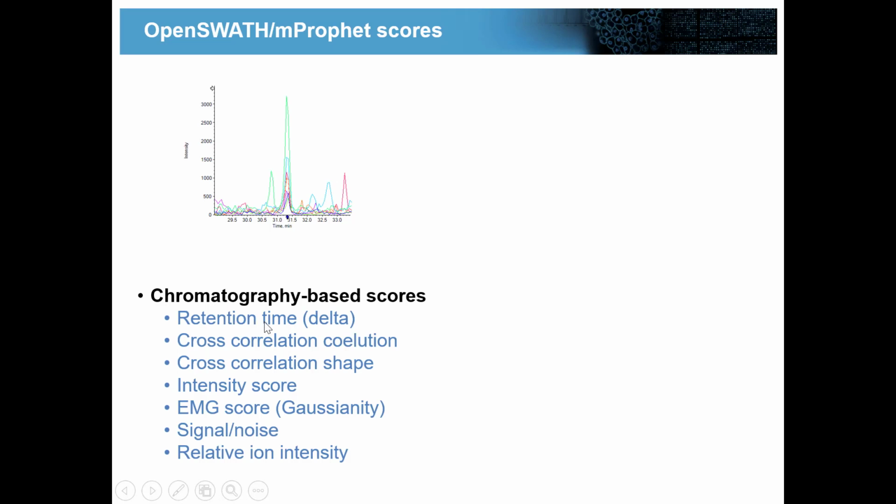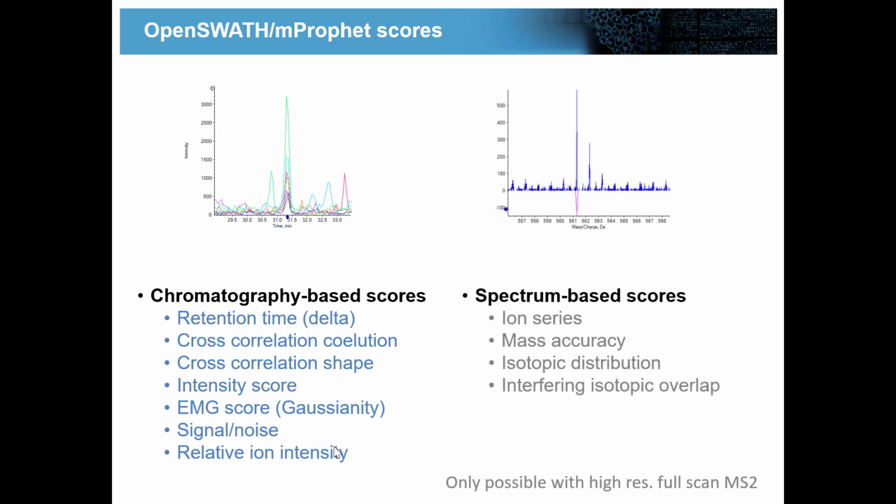So, does the peptide elute at the time we expect it to? Is the cross correlation of the coelution of the different transitions high? Is the cross correlation for the shape high? Intensity is something else that we can score. Real signals tend to be more intense. Is the peak shape somewhat Gaussian, as we would expect for this kind of chromatography? Is there good signal to noise? And are the relative ion intensities with respect to a library spectrum consistent? That is the dot product score that you would have seen in Skyline.